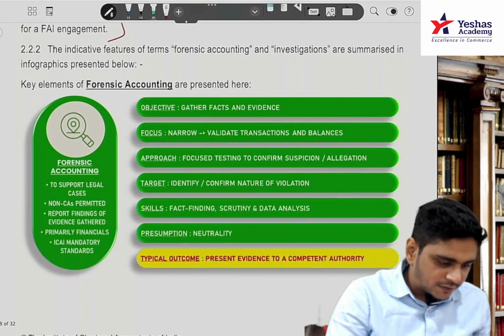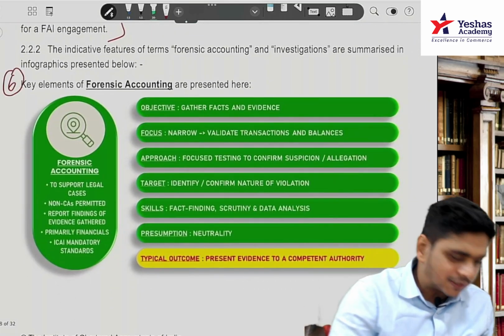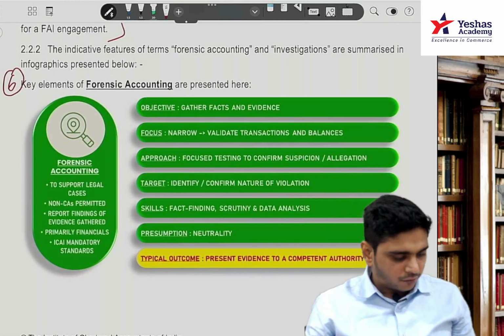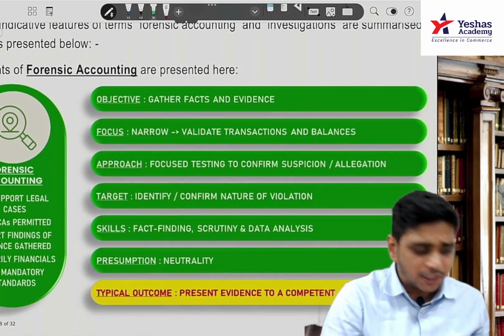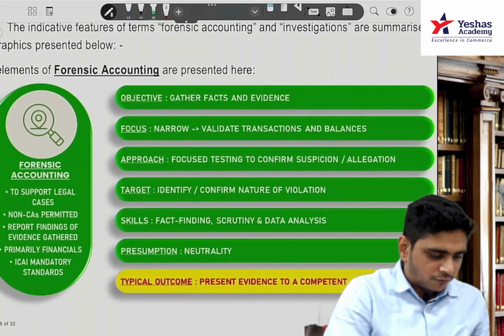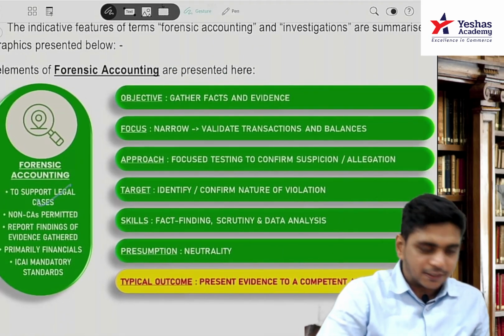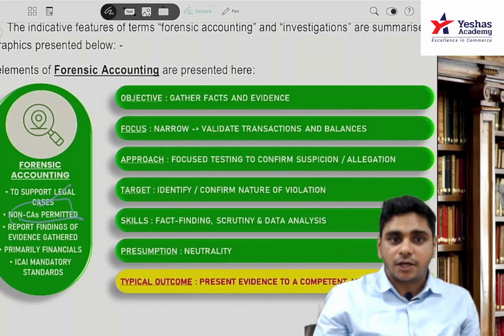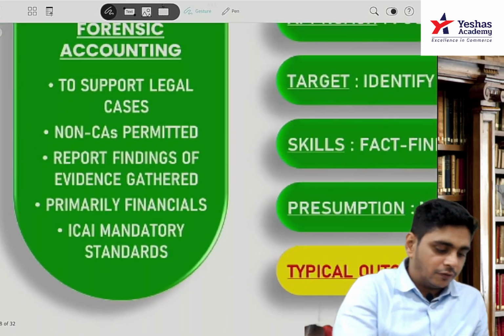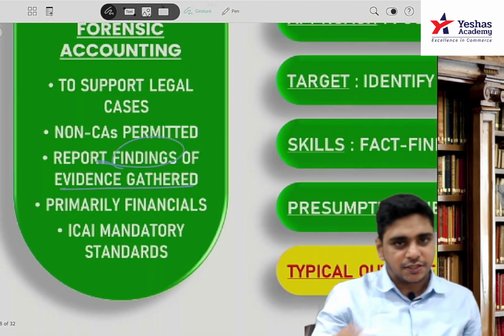Now what is forensic accounting? So this becomes your sixth answer. What is forensic accounting? Sir, what is the objective? Forensic accounting is to support legal cases. Non-CAs are also permitted. Audit is done by whom? Chartered accountant. Here, you will report the findings of the evidence which is gathered by you.